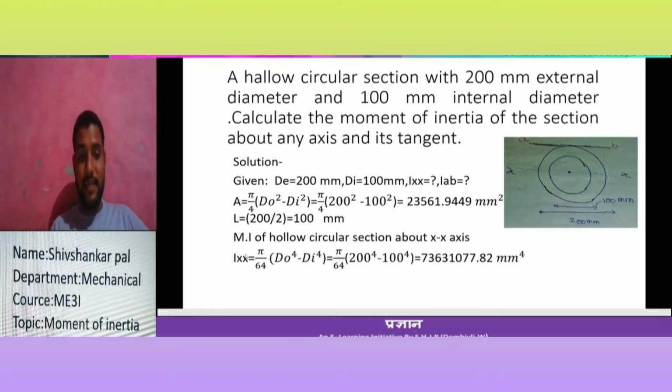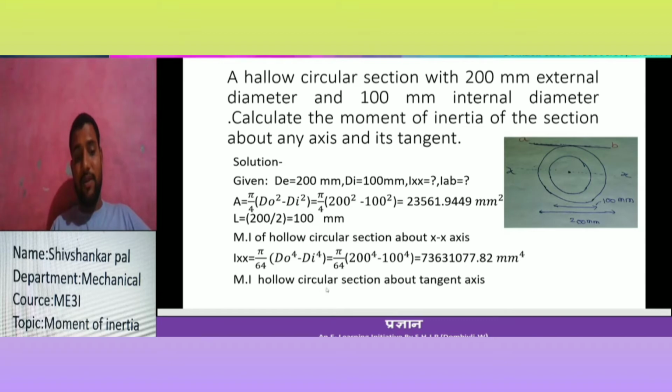That means the moment of inertia about the x axis is pi by 64 into d to the power 4, which is the outer moment of inertia of a circular section, minus pi by 64 into di to the power 4, the internal moment of inertia about the x axis. That is known as the moment of inertia of the hollow circular section about the x axis, and you can also say the moment of inertia of the hollow section about the centroidal axis. That's clear. Again, I will find the moment of inertia of the circular section about the tangent axis.